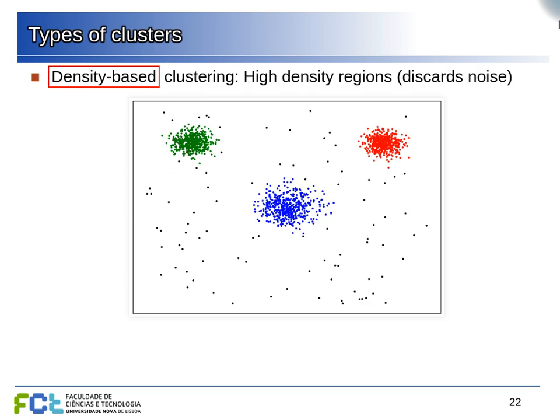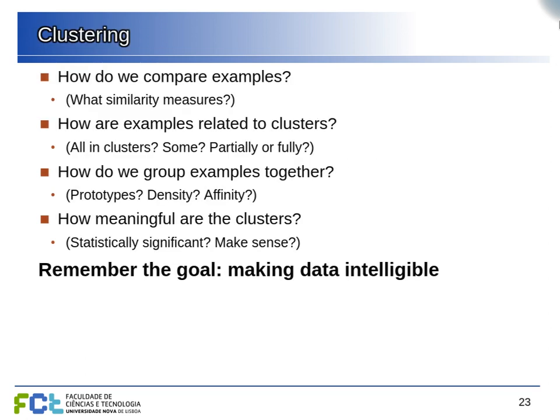Or density-based clustering, where we cluster high-density regions. Each high-density region forms one group, but then we have these low-density regions where the points are not assigned to any cluster. So this would be an example of a density-based clustering that is a partial clustering. We don't demand that all points be assigned to one group.